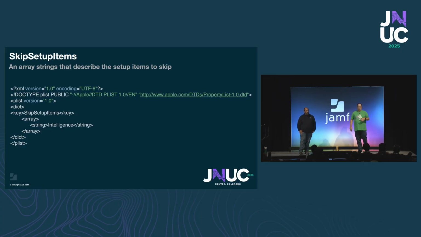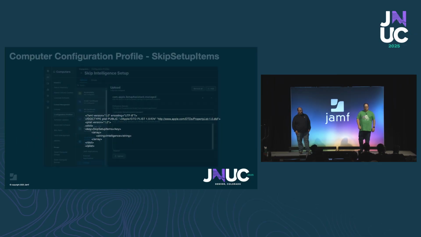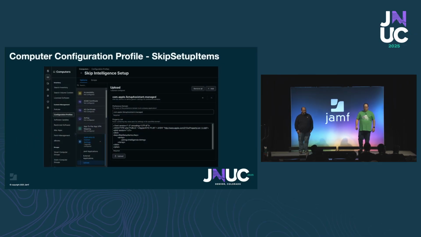So for macOS, we can do this by creating a custom configuration profile containing a property list looking like what we have here on screen. My property list contains the one key, skip setup items, with an array containing the screens that I want skipped, in this case, intelligence. We can take that property list and paste it into an application and custom settings payload in Jamf Pro and deploy this with the appropriate managed domain. It is com.apple.setupassistant.managed as the preference domain we are enforcing that key for.